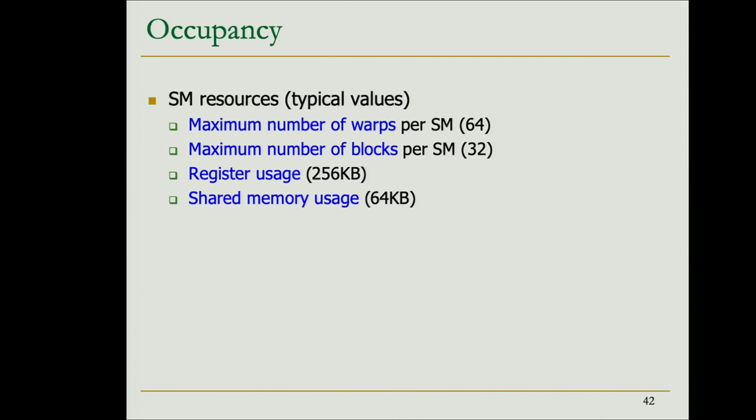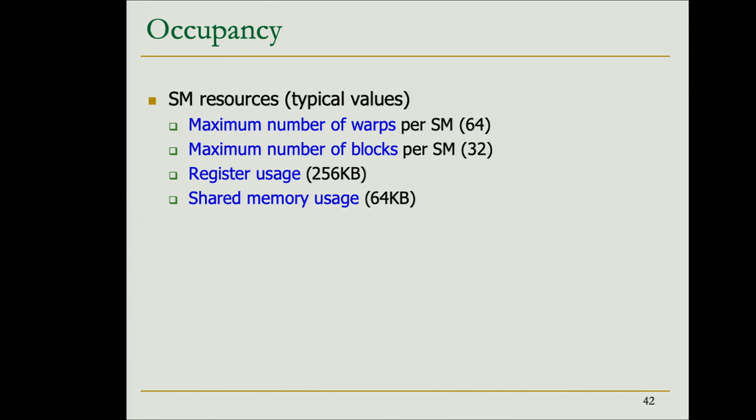need to be partitioned and assigned to the different thread blocks that are going to be mapped onto the GPU core. You see, so these are typical values for the SM, for the GPU core resources. Maximum number of warps, 64, which is related to the maximum number of program counters. Maximum number of blocks per SM, it has also its own limitation, is 32. Register usage, the size of the register file is 256 kilobytes typically, and for the shared memory usage is 64 kilobytes.